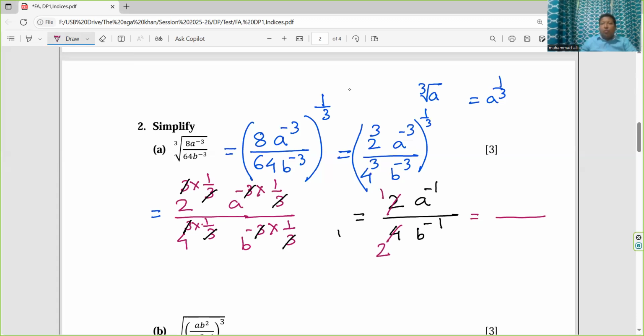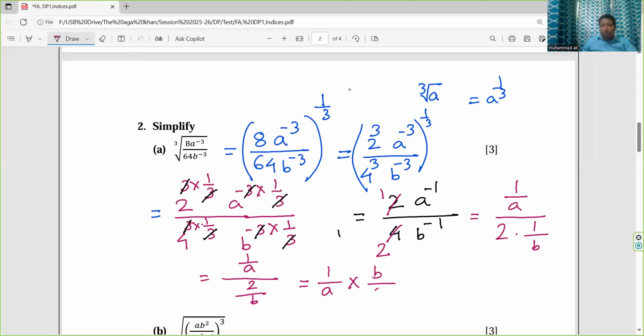And one thing we know that a inverse means 1 by a, b inverse means 1 by b. So it will be 1 by a over 2 by b. So fractional division, if we want to write 1 by a, convert into multiplication, it will be b by 2. So finally we can write b by 2.